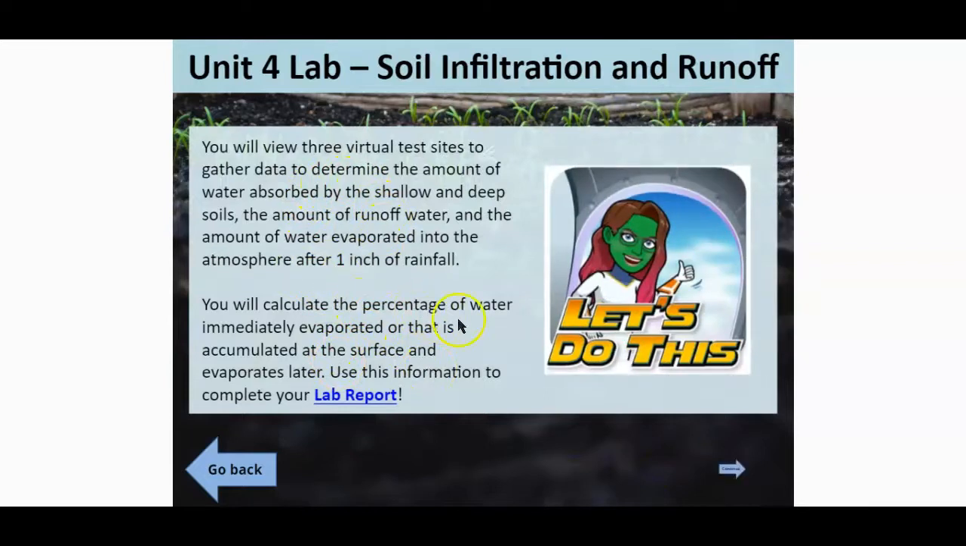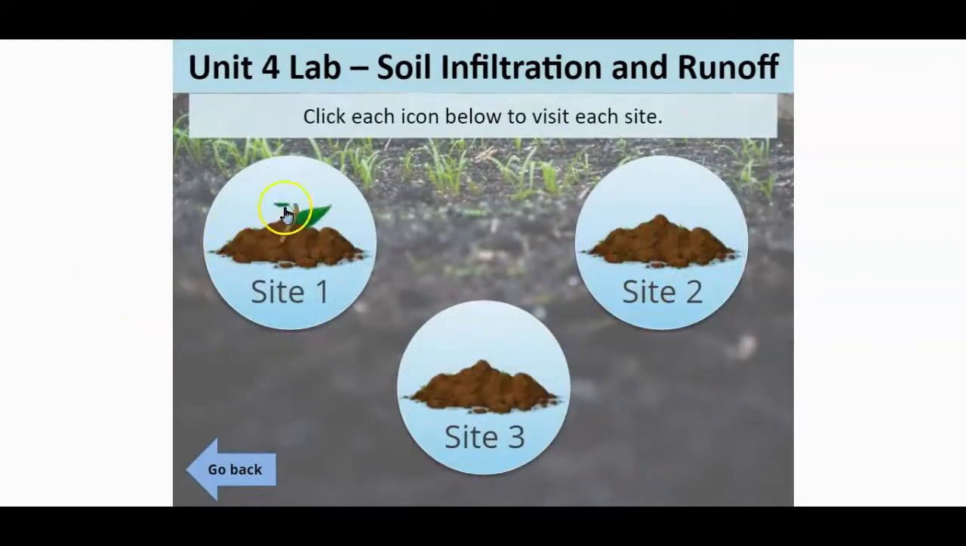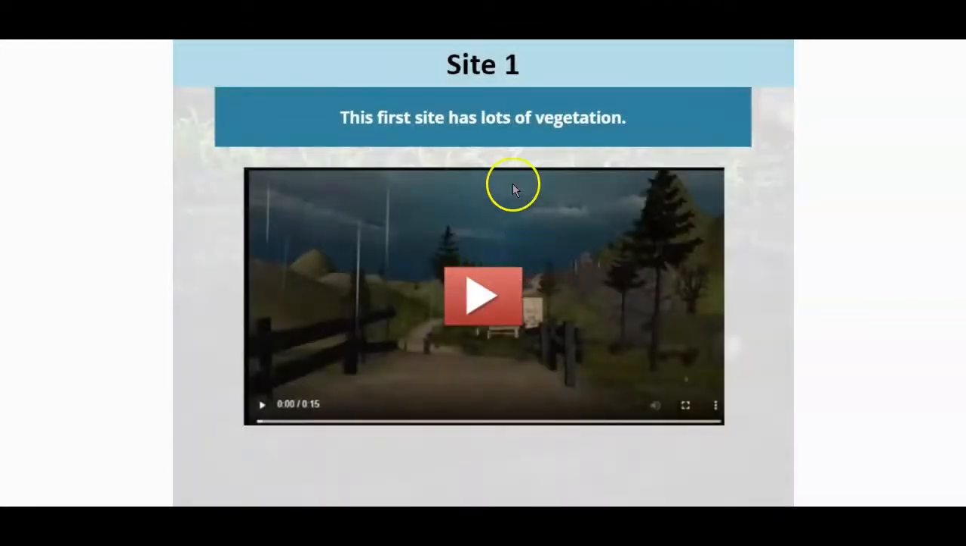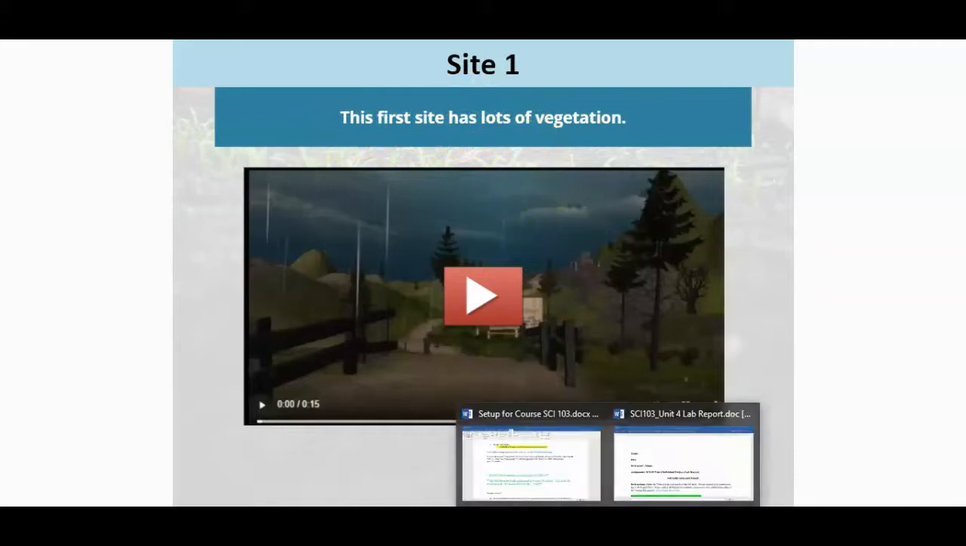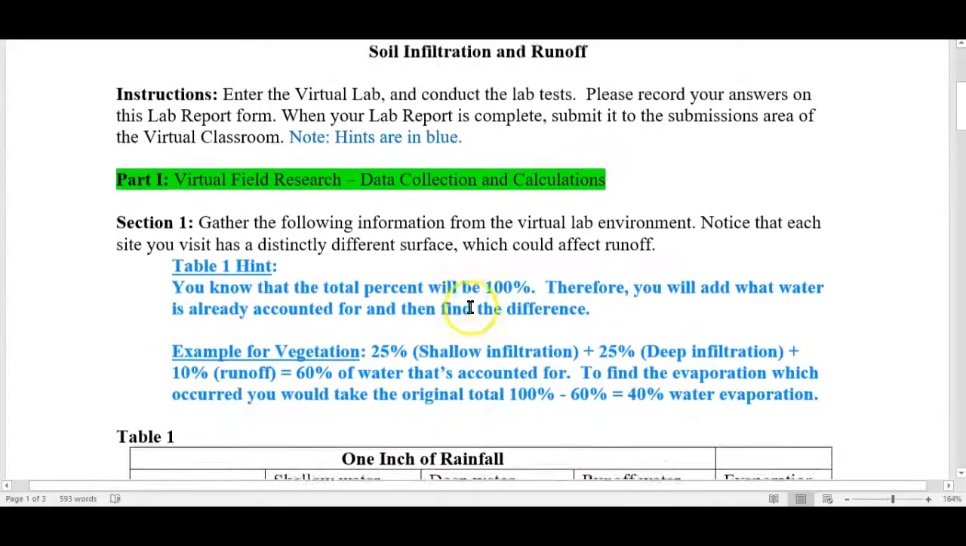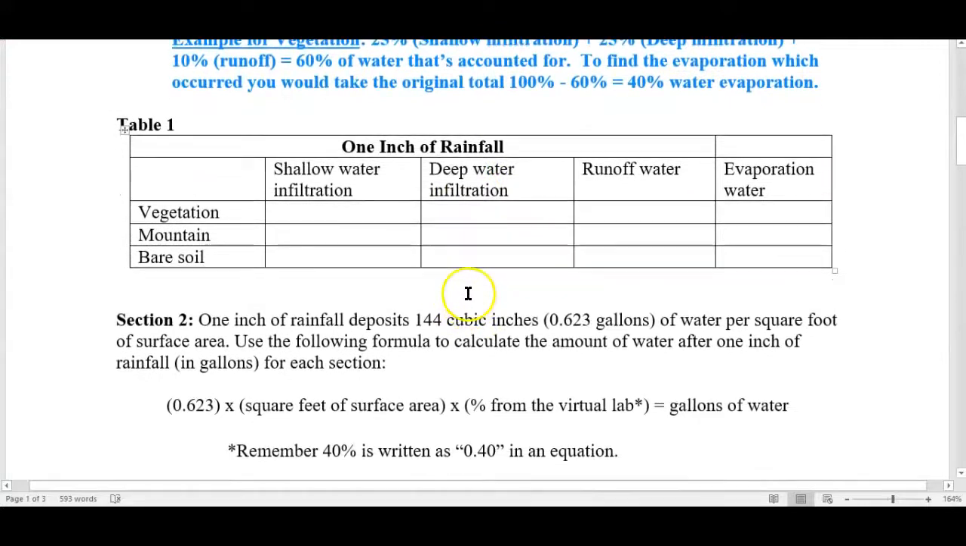So you're going to make sure you're reading through all of this information. Okay, so basically we have sites 1, 2, and 3 that you are going to go to and gather some information from. So it really doesn't matter what order you go in. You probably want to go in the order on your worksheet. So here's site 1. You'll notice this one says it has lots of vegetation, and that corresponds to table 1 here. So kind of like the Unit 2 one where we recorded some information, we're going to be doing that same thing into table 1 here.